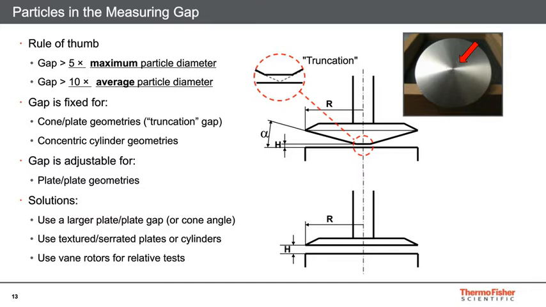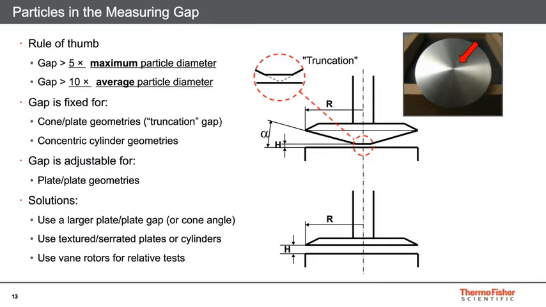However, let's say you have an average particle diameter of 20 microns. Well, 10 times the 20 micron particle diameter is now 200 microns. So that cone at 50 micron truncation gap is no longer acceptable. So you'd have to use that parallel plate setup at the 200 micron gap or larger. Okay? So always remember that for the cone and plate geometries or the concentric cylinders, the dimensions of that geometry's gap are fixed. You can't adjust those.